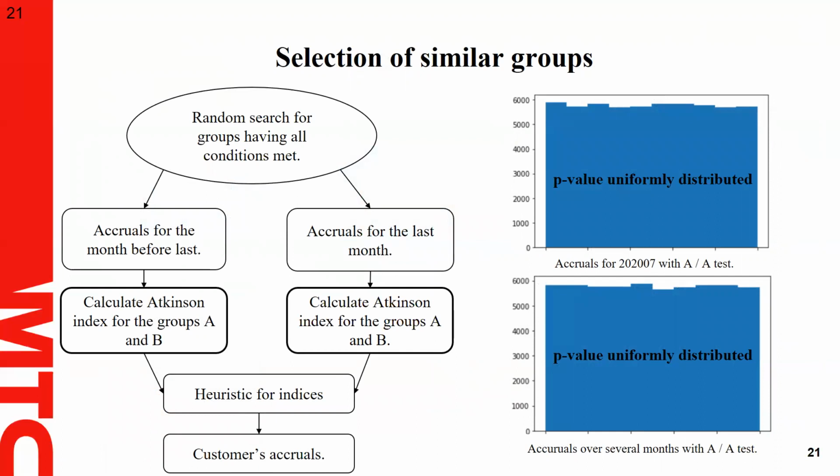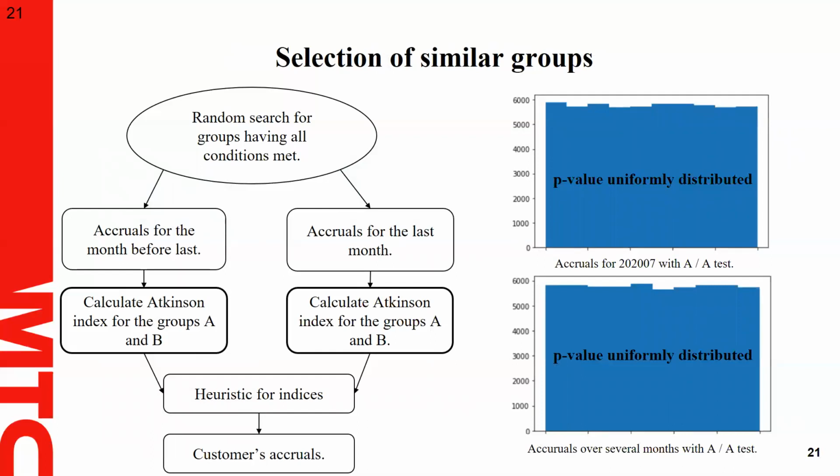Let's apply the Atkinson index. Let's see what we get. Here, the Atkinson index looks very logical. We work with money metrics, with accruals. They are very similar to income. We have accruals for the month before last and for the last month, and we can calculate the Atkinson index for groups A and B according to one metric and according to another, through a heuristic for the models of the differences, and using random search for those groups for which all the conditions are met. In the end, we also add restrictions from the customer.